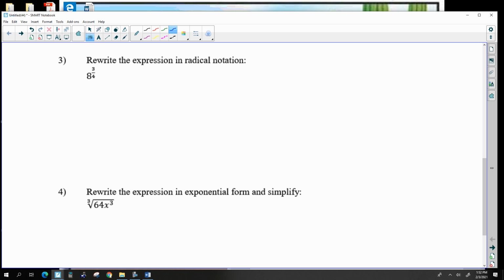Rewrite this in radical notation. So this is 8 to the 3rd power, and this is the 4th root of that.